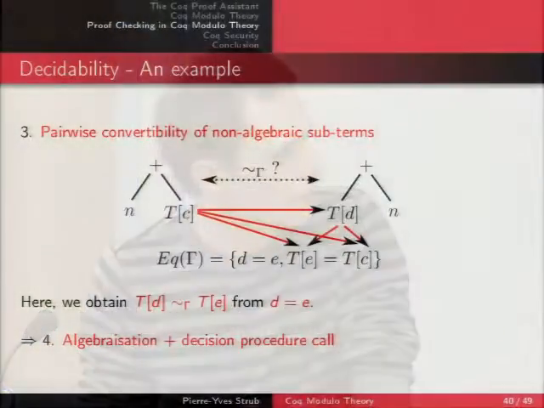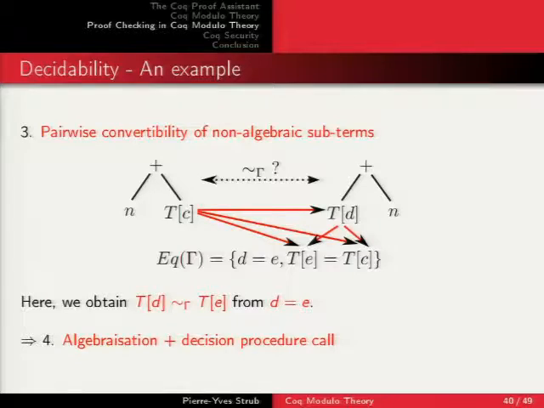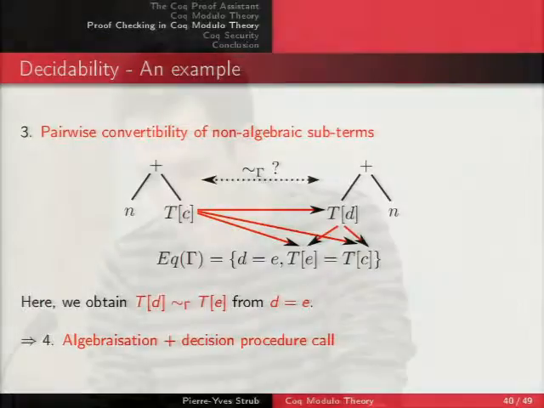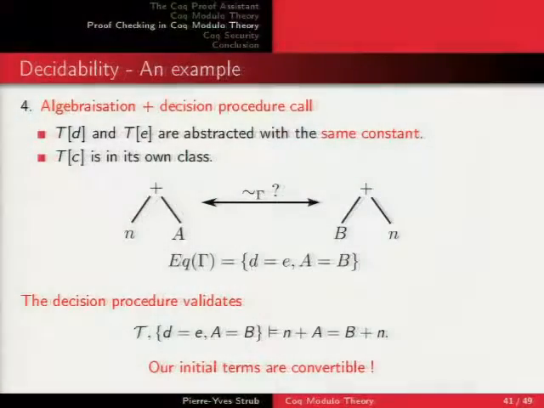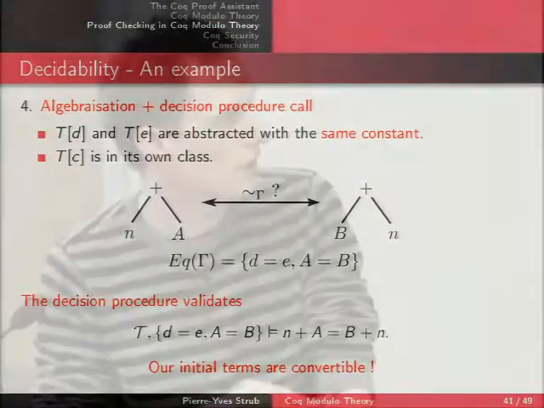Okay, so I will, for example, check this one with this one, this one with this one, this one with this one. And what I obtain here is that T of D is convertible to T of E because I know that D equals E as an equation. So I will abstract TD and TE with the same variable. TC is not convertible to TD or TE or any other alien. So for TC, I will use a different variable B.